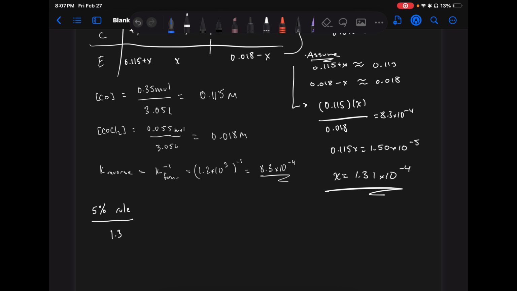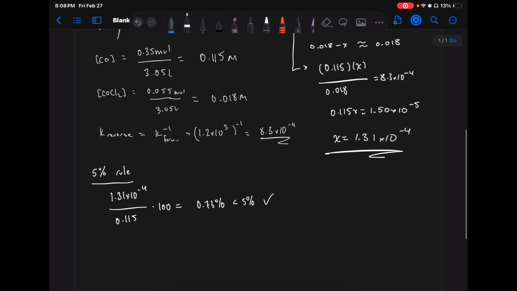So we got our x value, which is 1.31 times 10 to the negative 4. Then we just divide that by 0.115, which is what we added down here. And then multiply by 100 and see if it's greater than 5%. Here, what we'll get is just 0.73%. Clearly, this is less than 5%, so therefore we're all good with this one.